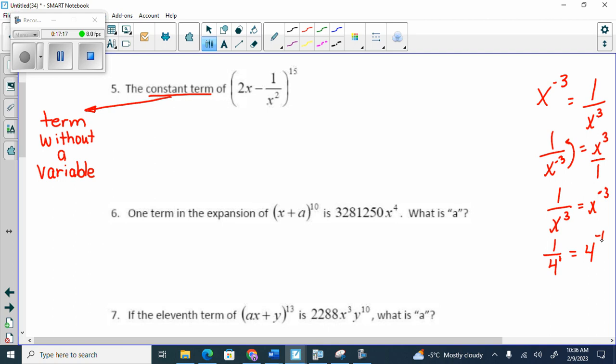See? 4 to the negative 1 is 0.25. Same thing. So you can take anything in the denominator and move it up to the numerator by raising it to a negative exponent.